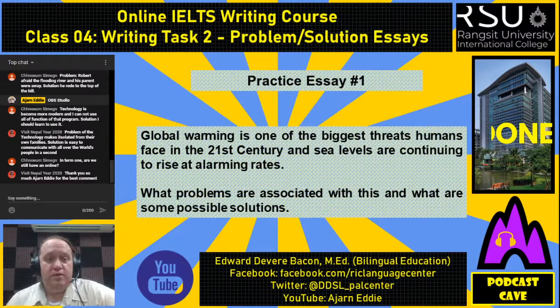So for this scenario, global warming is one of the world's biggest threats. Global warming is one of the biggest threats humans face in the 21st century, and sea levels are continuing to rise at alarming rates. So this is the problem. Okay, what problems are associated with this, and what are some possible solutions?